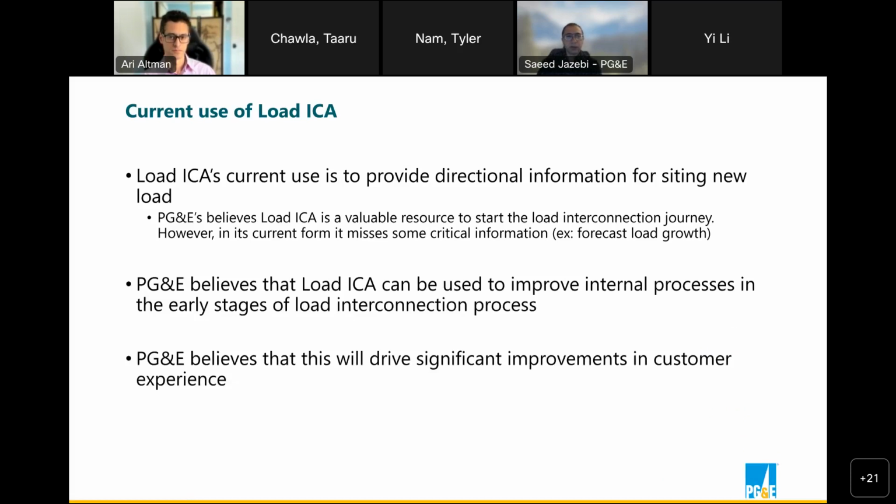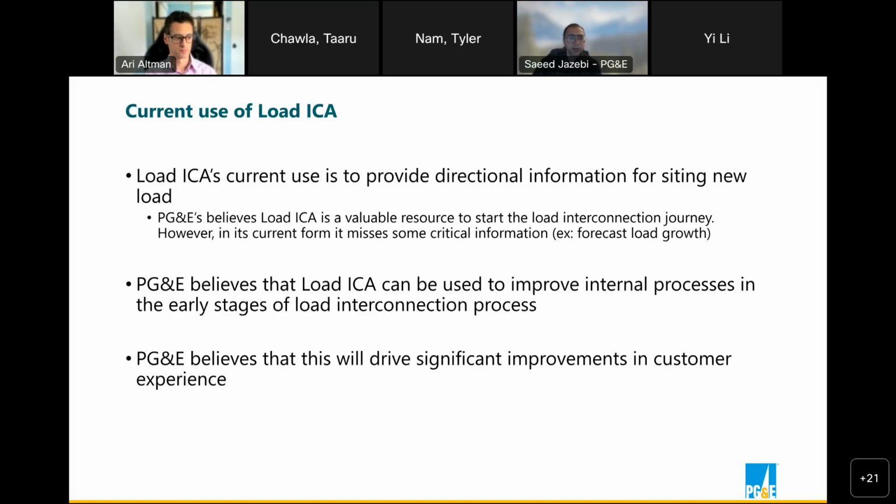PG&E believes that load ICA is a valuable resource to start the load interconnection journey. However, in its current form, it misses some critical information, for example, forecast of load groups. So we believe that load ICA can be used to improve internal processes in the earlier stage of the load interconnection process, where the customer will benefit at the end of the day. And we believe that this will drive significant improvement in customer experience.